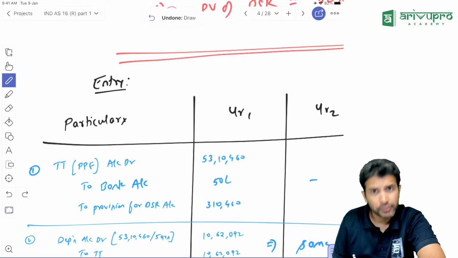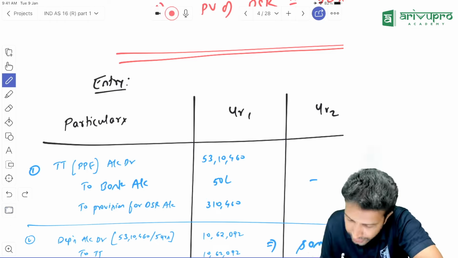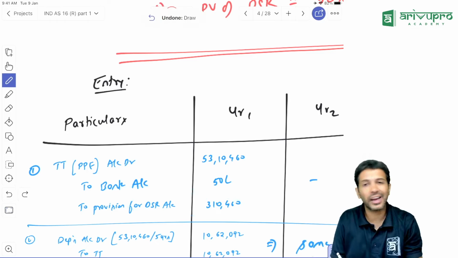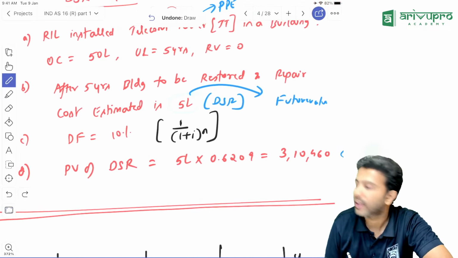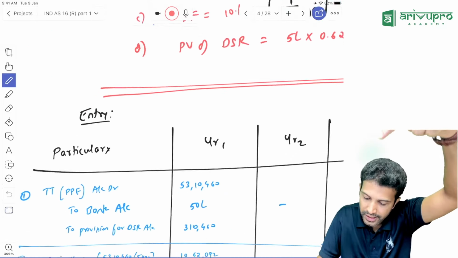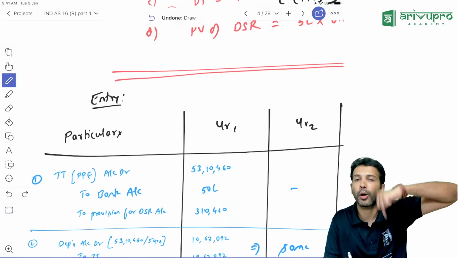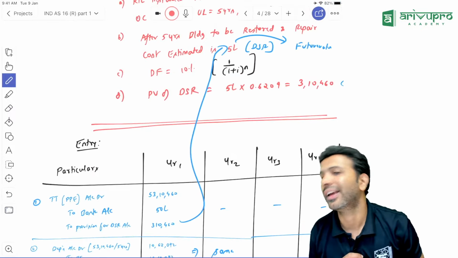3,10,460. But are we going to settle 3,10,460 or 5 lakh? Currently, the provision is standing in our books at 3,10,000. But how much are you expecting to pay? 5 lakh. That means what, sir? As time passes, from 3,10,460 the provision balance should be increased and it should be brought to how much?